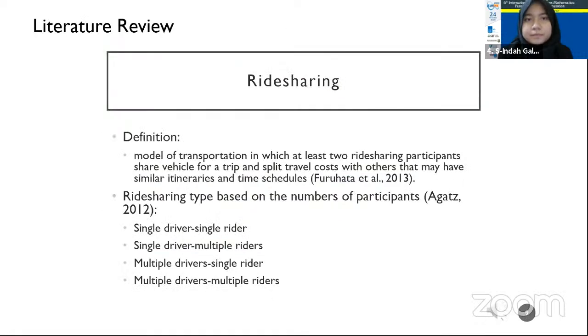Now we move to the literature review. The first one to be discussed is ride-sharing. Ride-sharing is a model of transportation in which at least 2 ride-sharing participants share a vehicle for a trip and split travel costs with others who may have similar itineraries and time schedules. There are 4 types of ride-sharing based on the number of participants. The type that will be used in this paper is single driver and single rider.